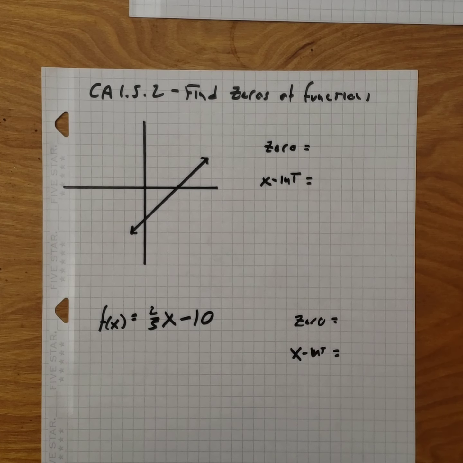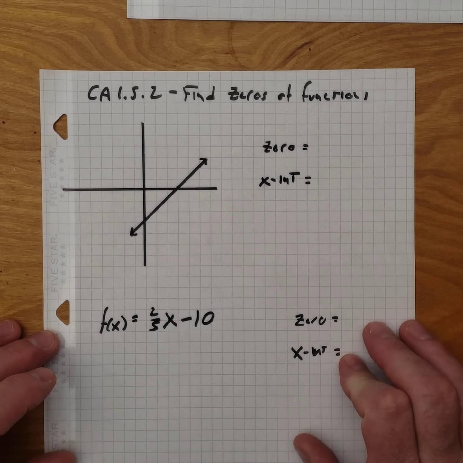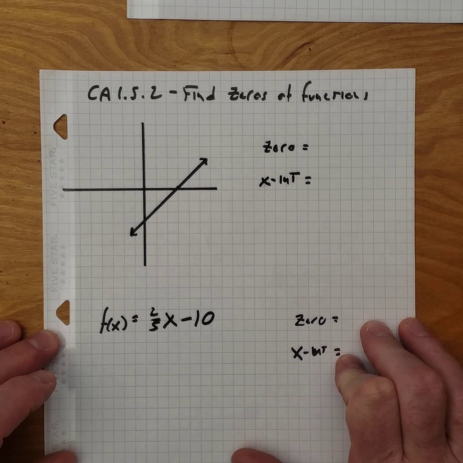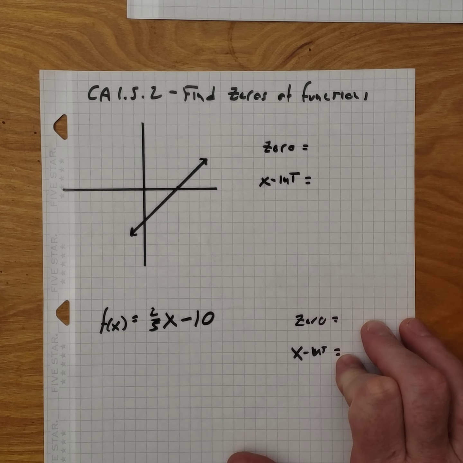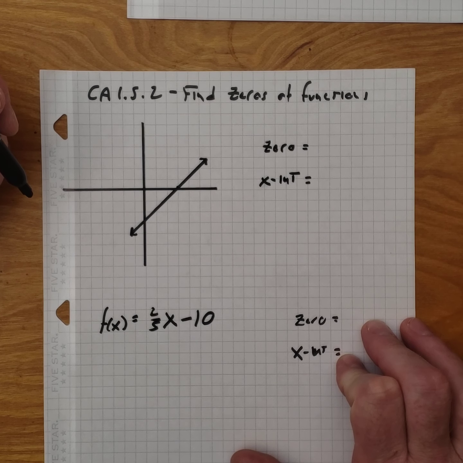Now this one's going to be the shortest one so far. Incredibly simple. We're finding the zeros of functions. Now, if you look at this graph of this line here, and I ask you, what is the zero of that function? That may not make any sense because you may not understand what a zero is.